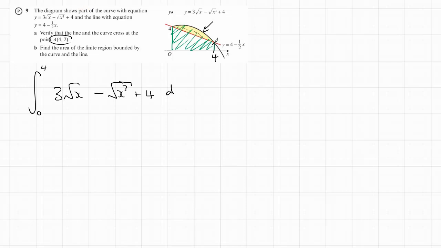So I'm going to have to take away the integration of what I'm going to do in blue, which is the integration of the straight line, 4 minus a half x dx, which is going to be what this blue is here. So if I take what I found in green and subtract what I found in blue, it's just going to leave me with what I'm going to mark in red. And that's why we do this.